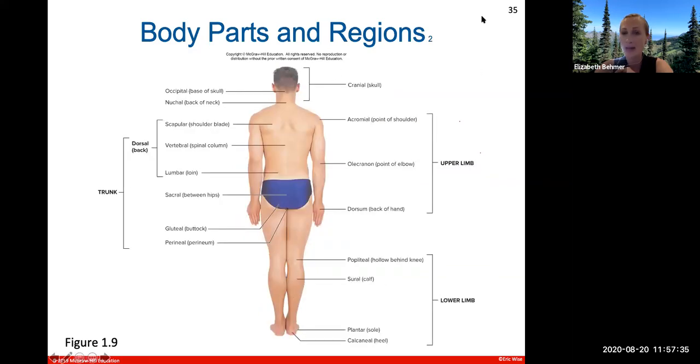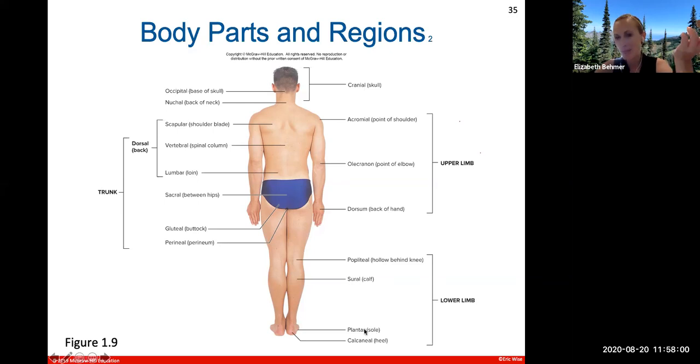So look at the back. The vertebral region will be by the spinal column. So you'll have vertebral muscles. You'll have vertebral nerves and arteries. Lumbar is the lower half of that vertebral region. The sacral region, gluteal, perineal, popliteal is your hollow space behind the knee. The plantar region is the sole of your foot.